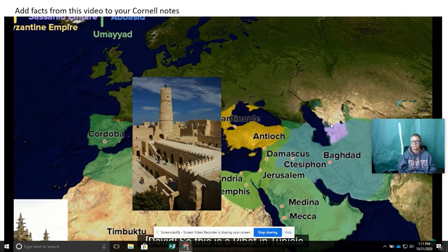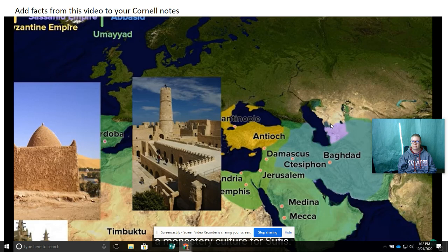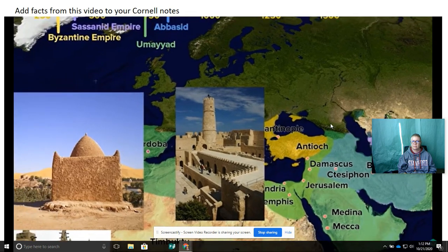So this is a ribat in Tunisia. Yes, a ribat is kind of like a hostel. You have travelers staying there. Early on in their history, there were soldiers that stayed there. Over time, they took on a sort of monastery culture for Sufis.